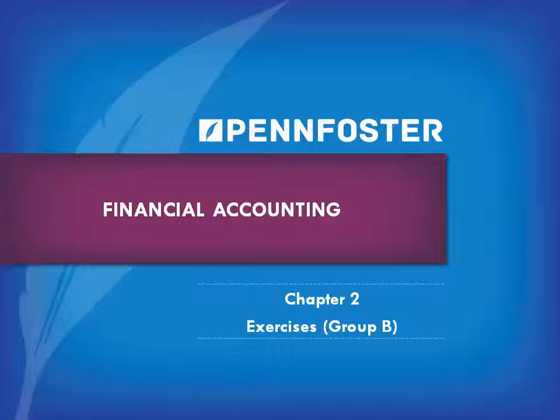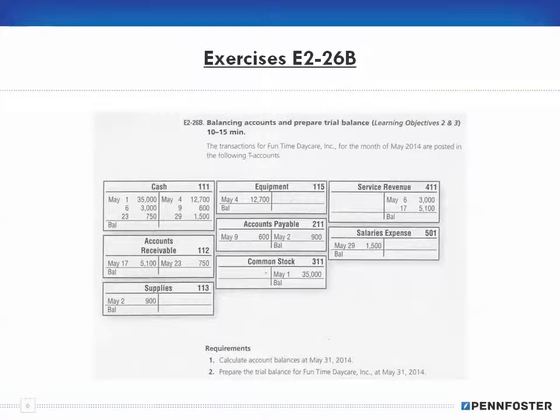But we're here doing financial accounting, chapter 2, the exercises group B, and we're picking up where we left off at problem 2-26, which tells us the transactions for the month of May are posted in the following T accounts. One, calculate the account balances at May 31st and prepare the trial balance for Fun Time Daycare at May 31st. So, balances in the accounts.